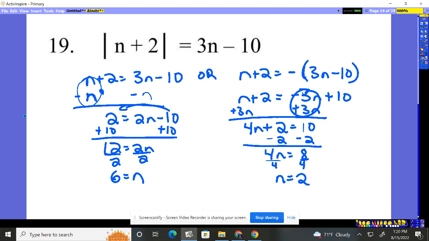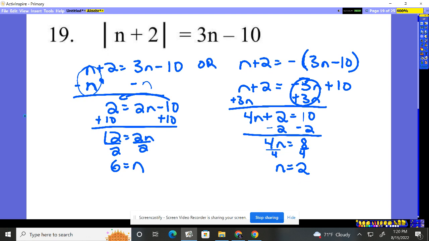However, will they make it true? One of them probably will, one won't. Let's try the 6. If I put a 6 in right here, what's 6 plus 2? 8. Absolute value of 8? 8. But will we get 8 over here? 3 times 6 is 18. 18 minus 10 is 8. Yes, this guy works.